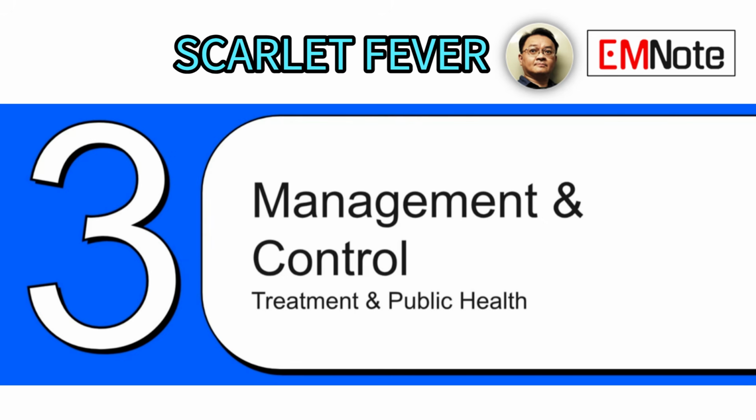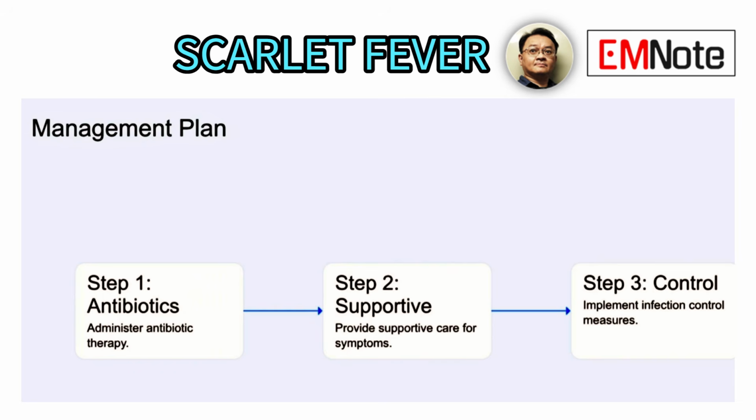Okay, so once you have a diagnosis, how do you manage it? Let's talk about treatment and infection control. The management plan is pretty straightforward and has 3 main parts. 1, administer antibiotic therapy. 2, provide supportive care. And 3, implement good infection control measures.